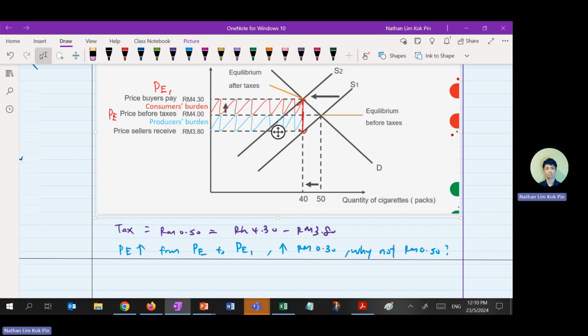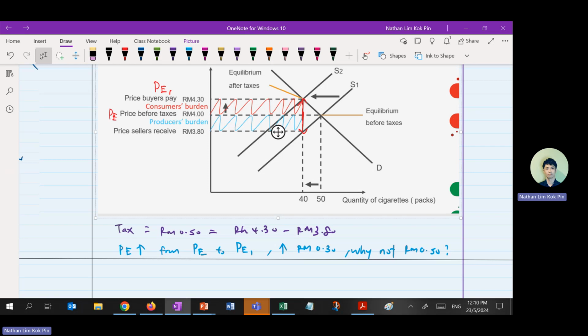The producer doesn't dare to pass 50 cents to the consumers. They're scared that you won't buy the products. That's why they say indirect tax can be shifted. They are afraid that if they pass all the tax to the consumers, consumers will not buy their products because the price will increase by a lot. So they will choose to absorb part of the tax.